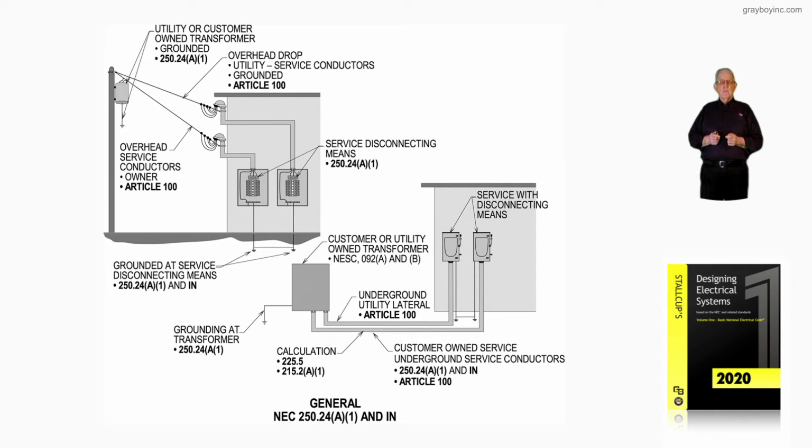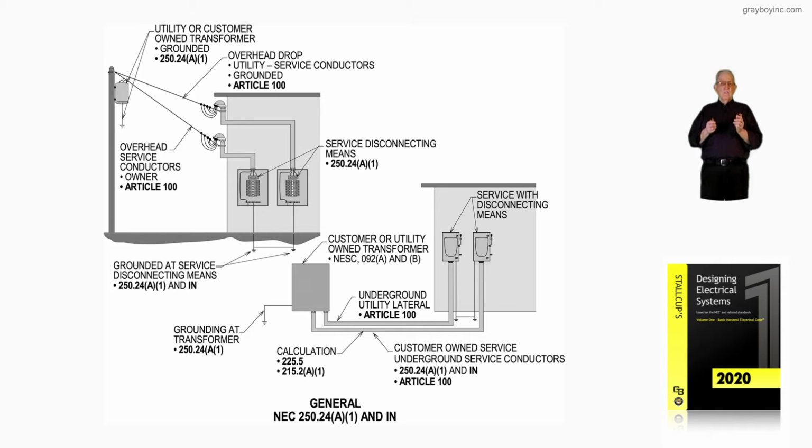Now, this illustration still deals with general requirements in general. And notice NEC 250.24A1 and the informational note are going to be discussed here. We outlined that in the loop previously, but this figure is going to deal with some important information. To start with, look at the overhead drops to the left of the illustration at the top.